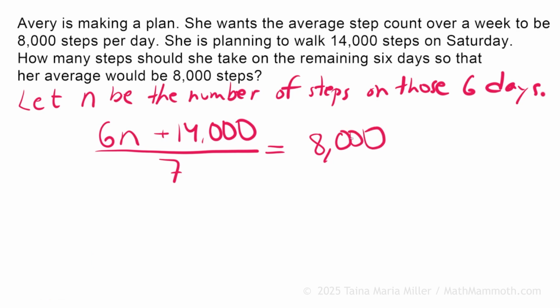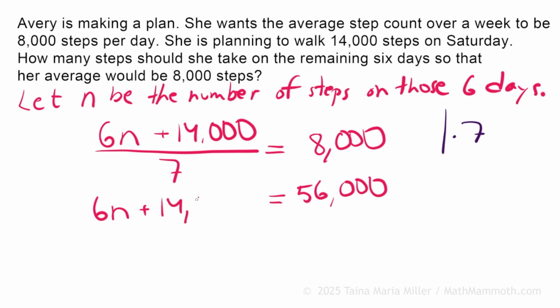All right, and so how to solve this? It's not difficult. There is 7 in the denominator, so we want to multiply by it. And that way the 7 will disappear. You could have even written this equation as 6n plus 14,000 equals 8,000 times 7. Because if the average is 8,000, then the total number of steps you would take is 7 times the average, or 56,000. So we could have originally written it this way. 6n plus 14,000 equals 56,000.